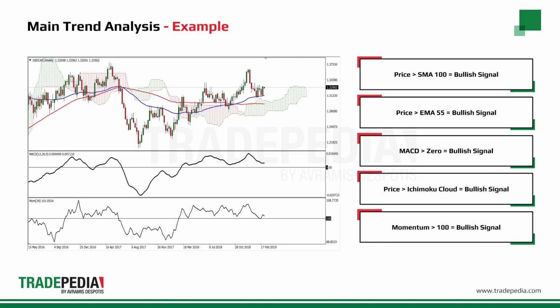Momentum is also above its equilibrium level of 100, giving a bullish signal. As a conclusion, since all 5 indicators are giving a bullish signal, we conclude that the main trend is a strong uptrend.